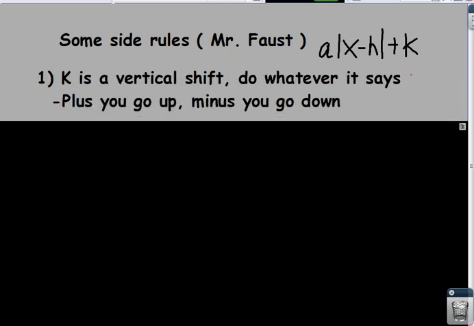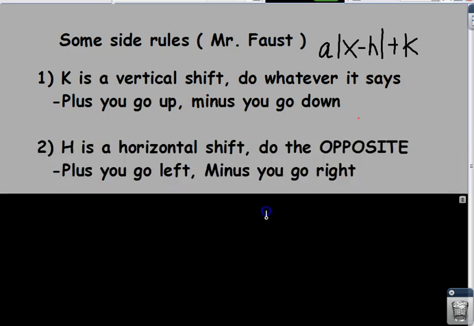K is a vertical shift. You do whatever it says, meaning if this number outside here, if you add something, you're going to take your graph and move it up that many units. Minus, you're going to go down that many units. So you can adjust your vertex that way. If this were plus 7, your vertex goes up 7. If this were minus 29, down 29! Very good, imaginary voice.